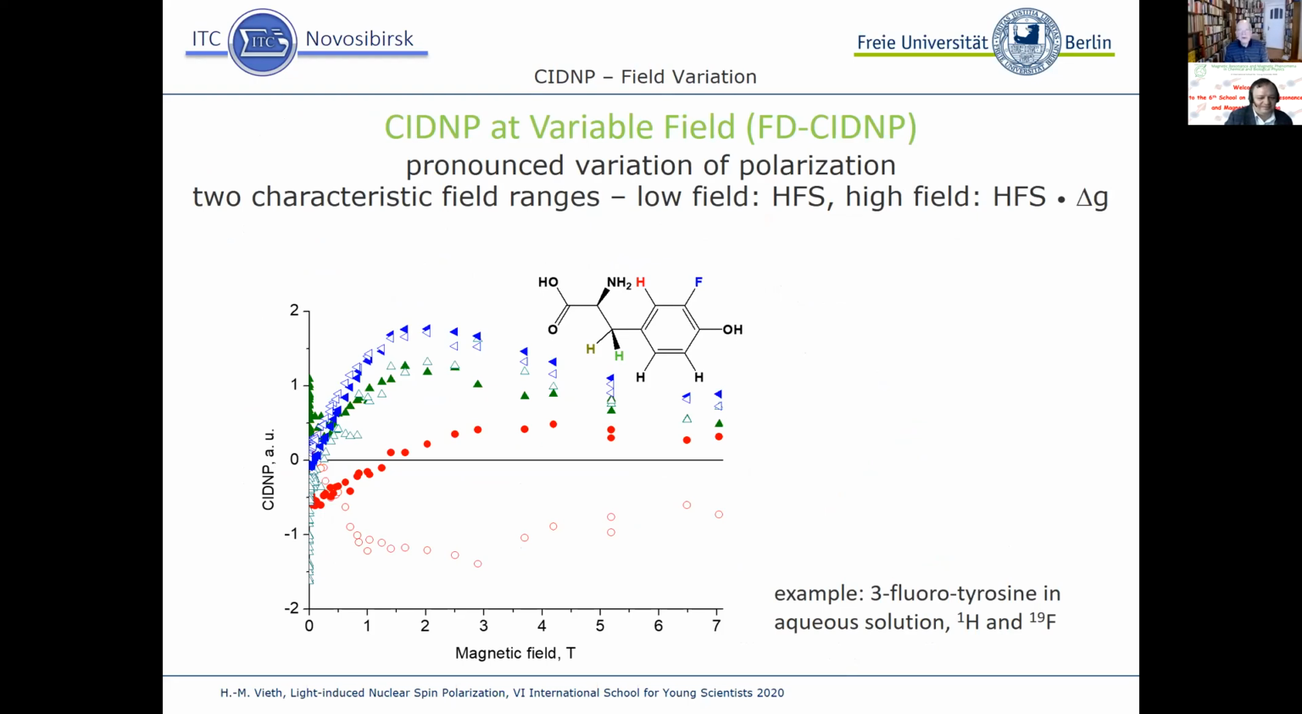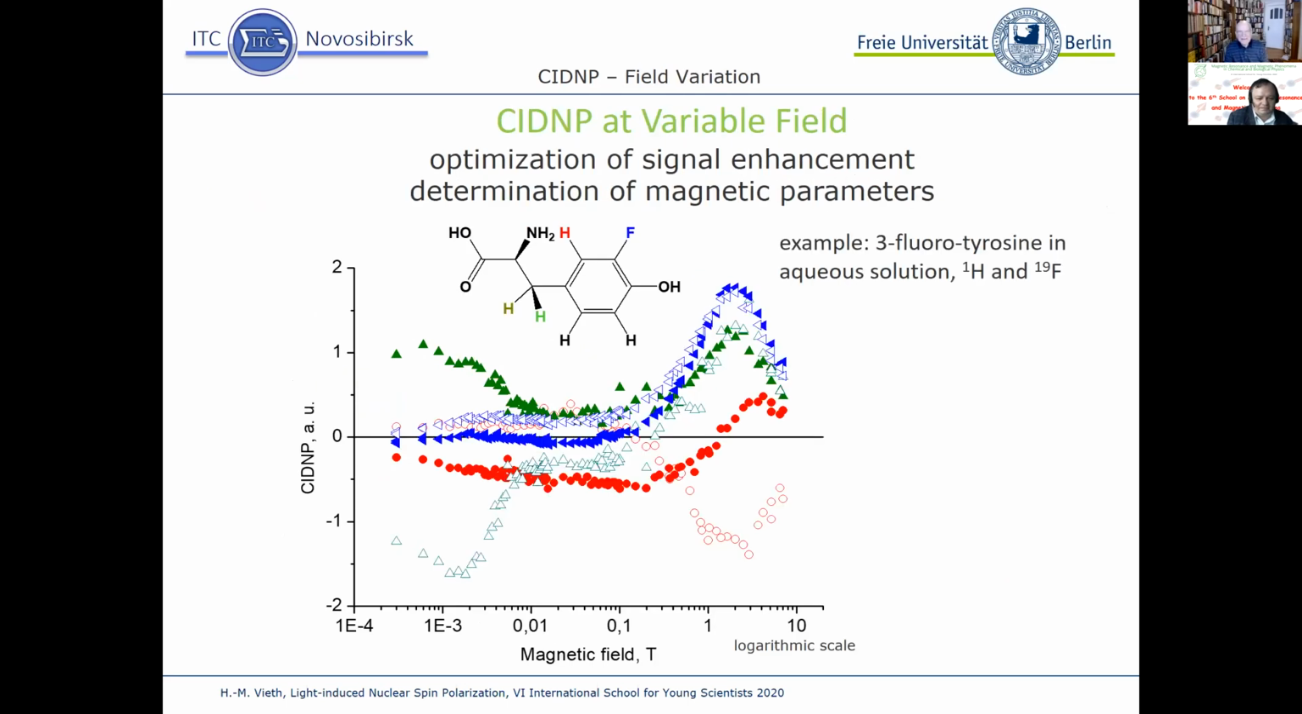So we go to variable field. You see now when you observe your chemically induced dynamic polarization at variable magnetic field, it changes. It changes with field rapidly. Here it's shown for the field range to 7 Tesla. And you can see it even more pronounced when you go to a logarithmic scale of the field. You see strong polarization at low field and at high field, whereas in the intermediate field range, the observed polarization is rather small.